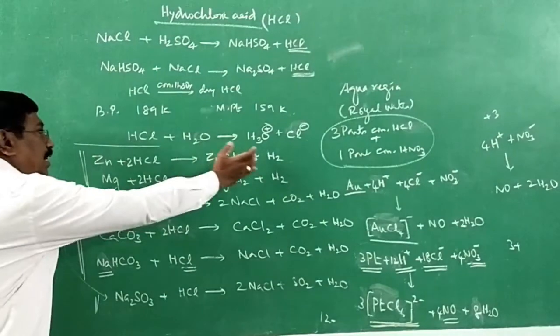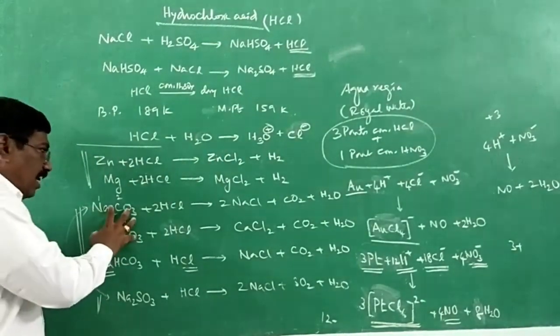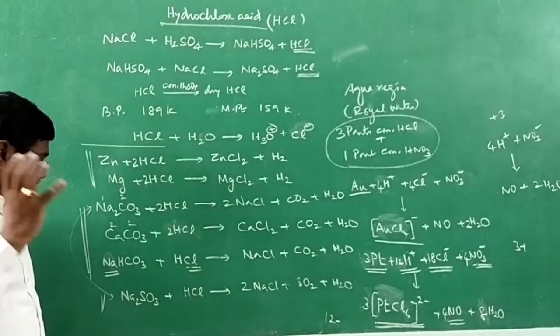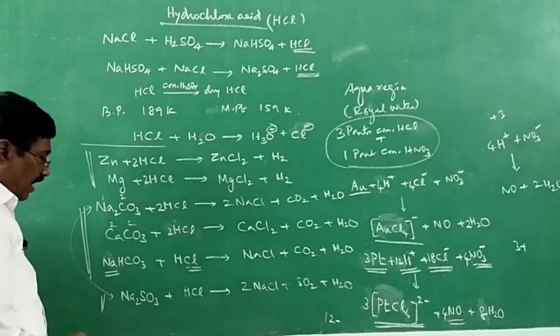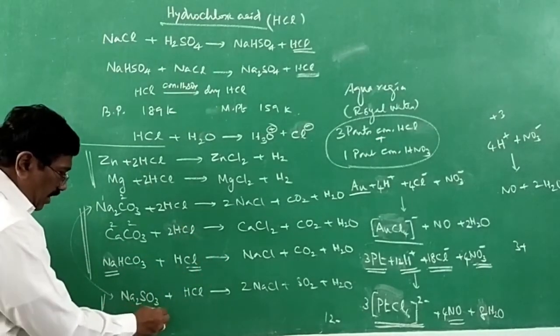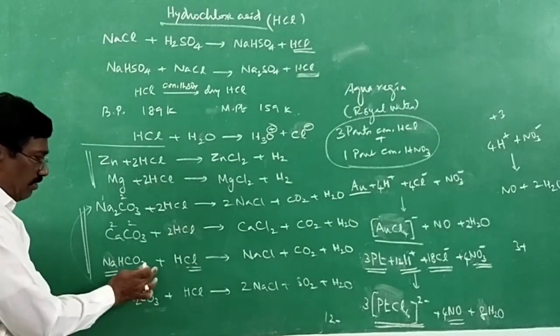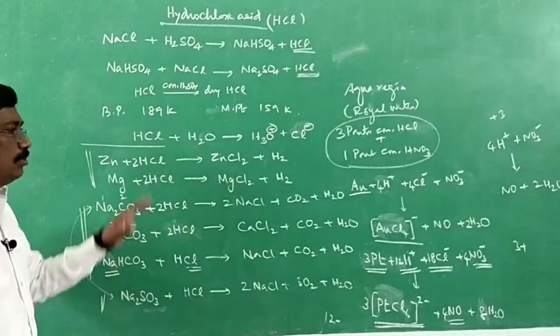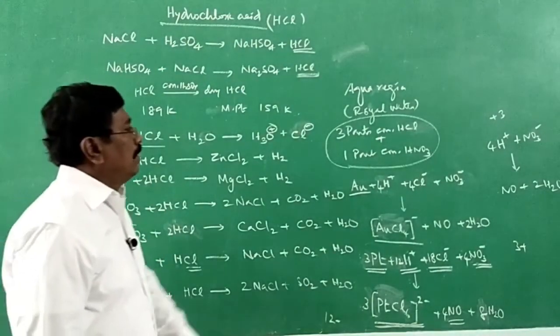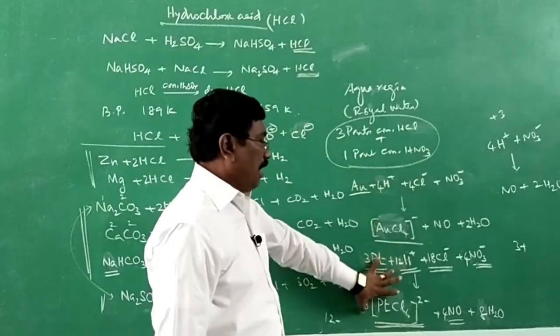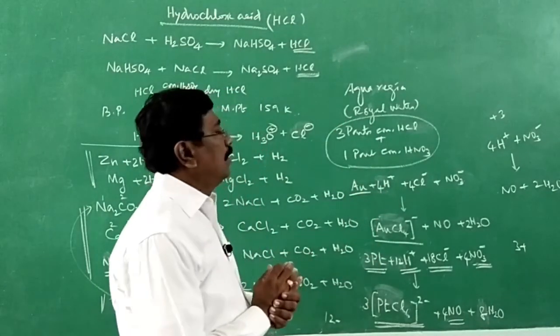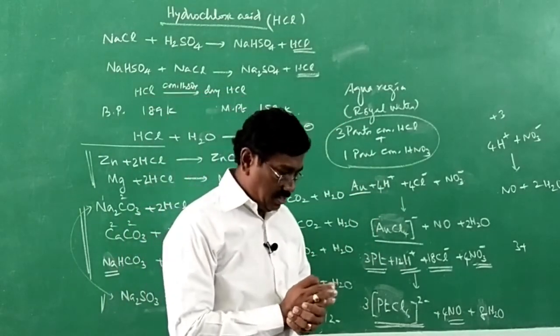With metal, liberation of hydrogen. With metallic carbonate, carbon dioxide and water. With sulfite, sulfur dioxide. Again, in the older edition they have given sulfate; it is sulfur dioxide only. This equation is not balanced correctly in the book, so those corrections we can make. And with gold, with platinum. That's all. Now regarding uses of hydrochloric acid.